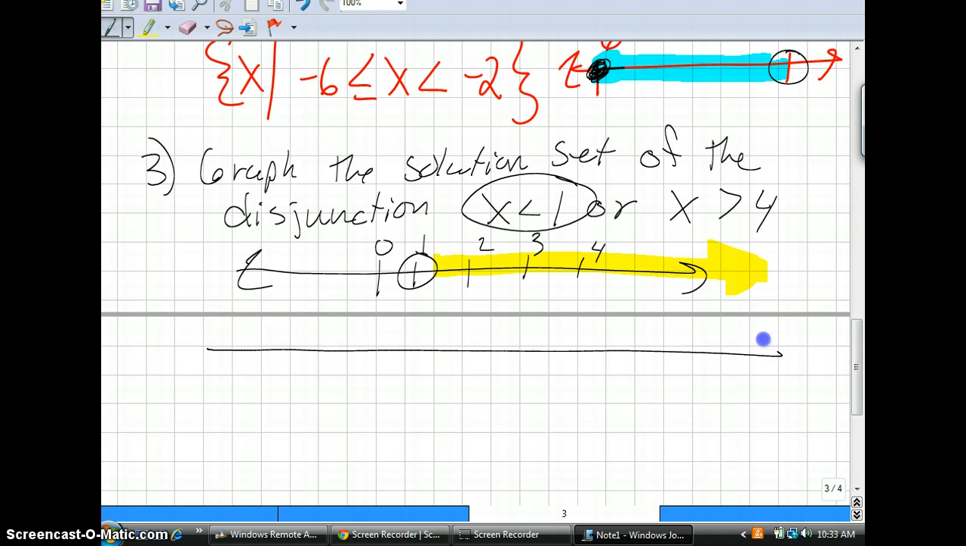If I graph the second one, oops, I'm sorry, I made a mistake. Let's go back. It says x is less than 1.